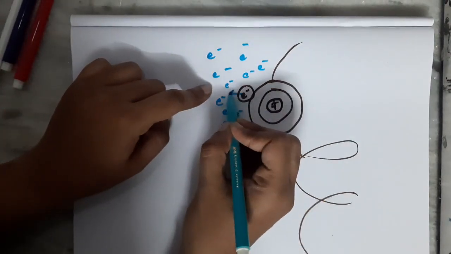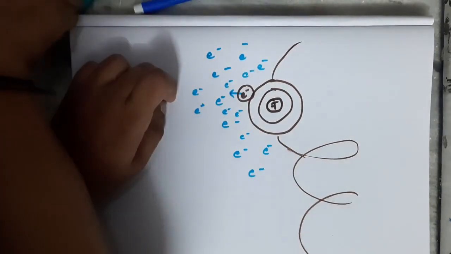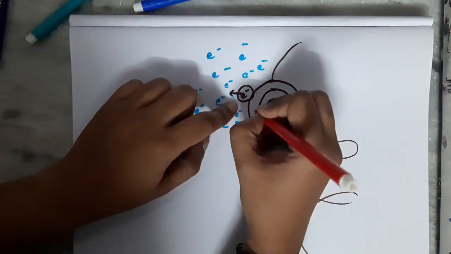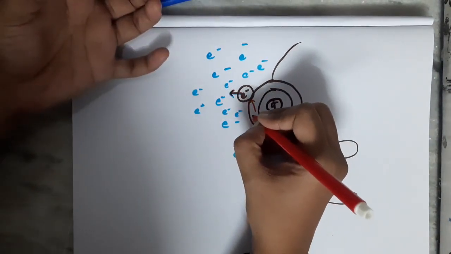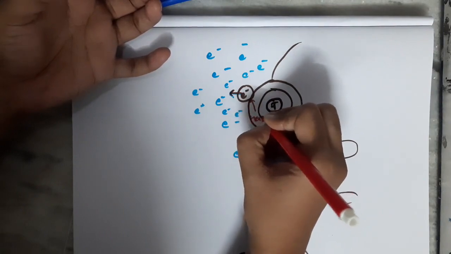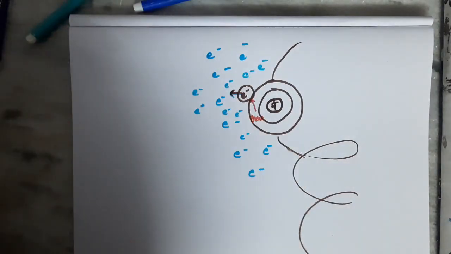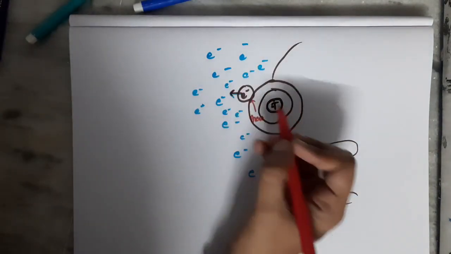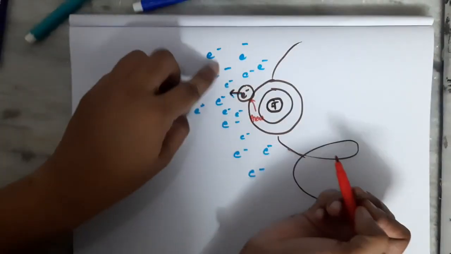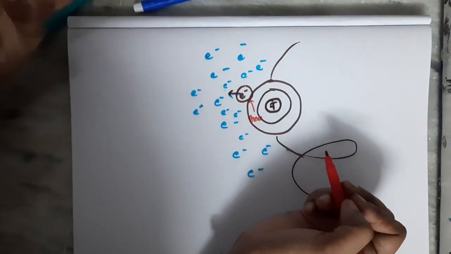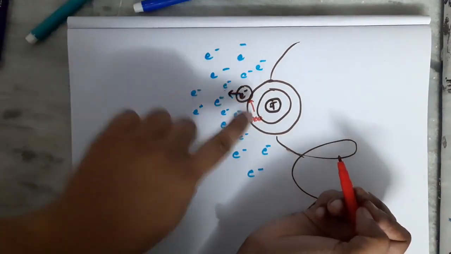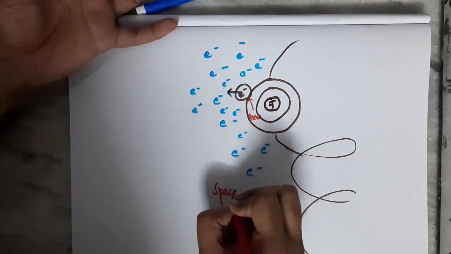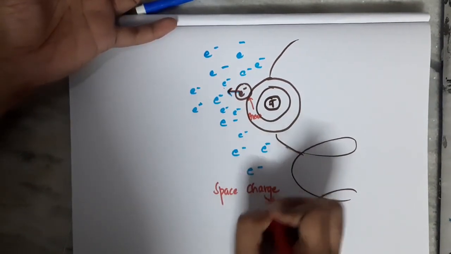So when this electron tries to come out of its orbit, it has absorbed thermal energy. That is, heat has been absorbed by this electron. Now this electron wants to come out of its orbit. It has enough energy to come out. But what is happening? The electrons here are also negative charges. Both these negative charges will repel each other. So these electrons will stop one more additional electron from coming out of its orbit. This effect is called the space charge effect.